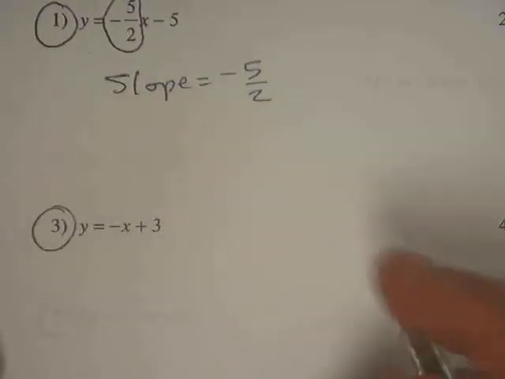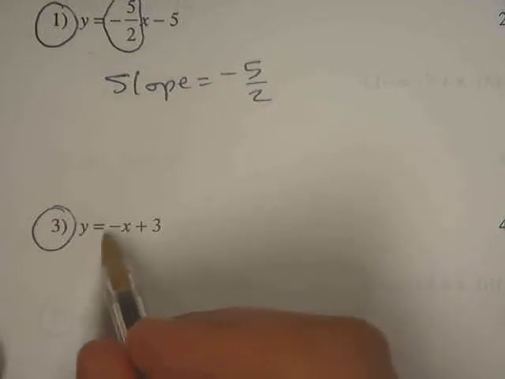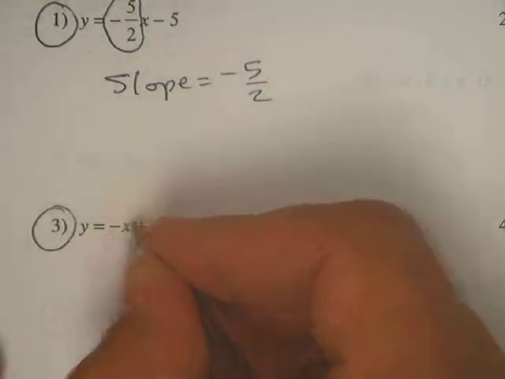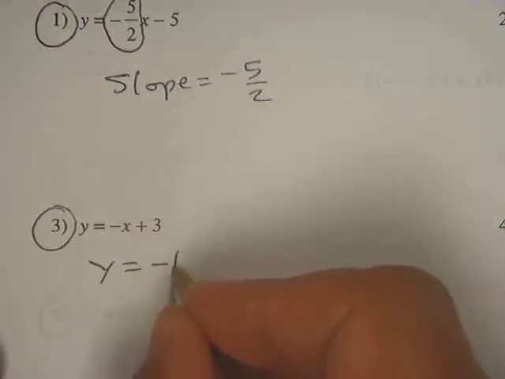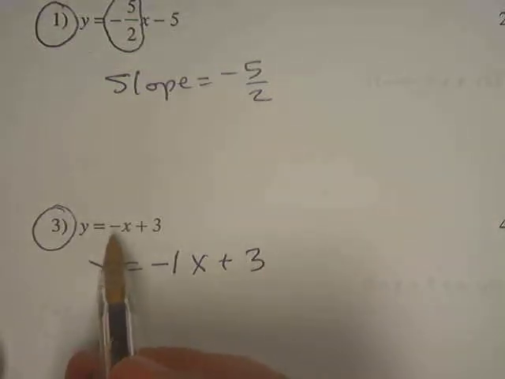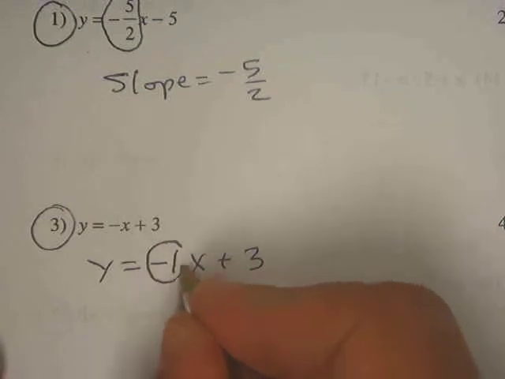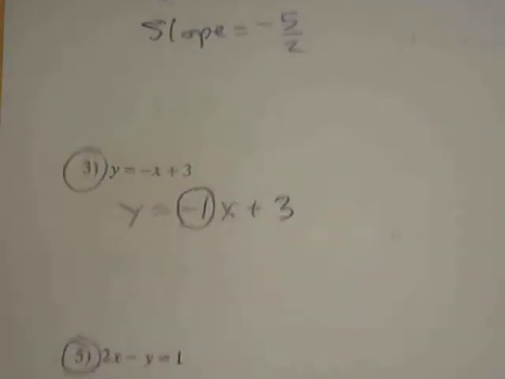Okay, let's go. Number 3 is the next one I want to do with you. Now this one, notice that it is in the form y equals mx plus b, but there's a negative in front of the x. That just means negative 1. So this could be rewritten as y equals negative 1x plus 3. Whenever you see a negative in front of the variable, that just means negative 1. So the slope is negative 1.